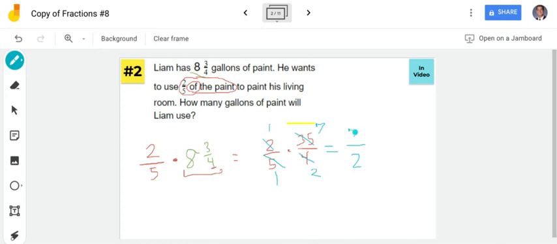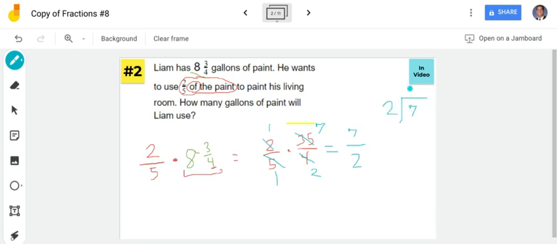Okay, so how many gallons of paint will Liam use? I could say he's going to use seven halves of a gallon. Okay, but let's make this mixed so that it sort of makes more sense. So 7 halves, that is 7 divided by 2, right? Top number goes inside, bottom number goes outside.